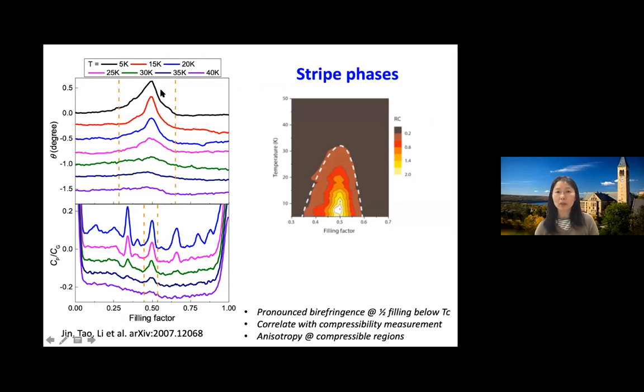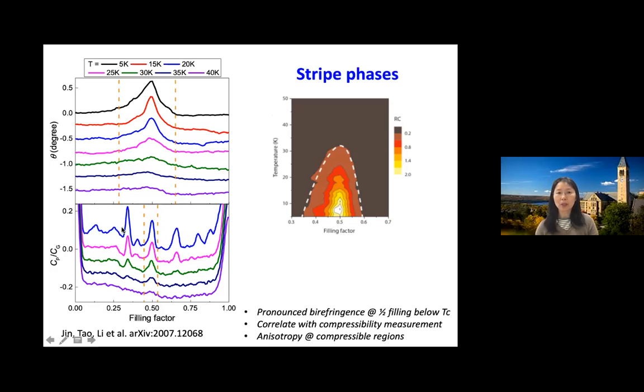So here are some cuts from this phase diagram. The signal is peaked at half, and when you increase temperature, it goes away. And that's sort of expected from melting of the filling equals half crystalline state. But we also see anisotropy away from those fractional fillings. And we measured the compressibility at the same time. And those regions correspond to the compressible region.